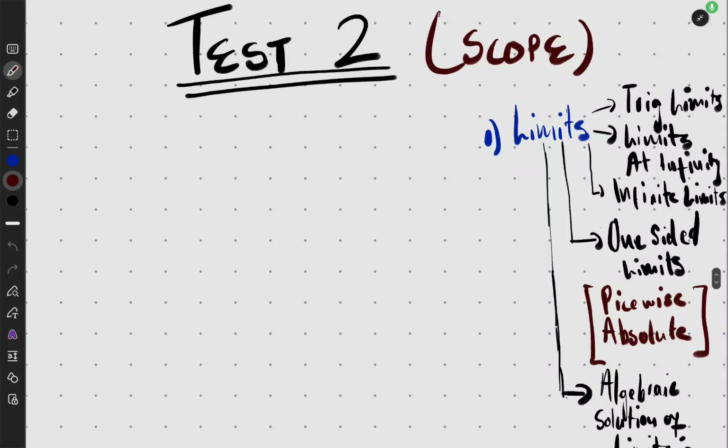Start with the limits, okay? I'm just going to quickly touch on each of them and then we go on to the next. So, as fast as I can. Start with the trig limits. What is it that you must know for trig limits? Well, you must know the basic things.